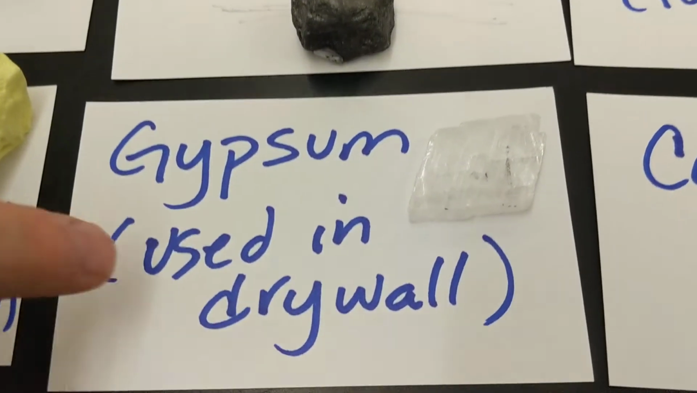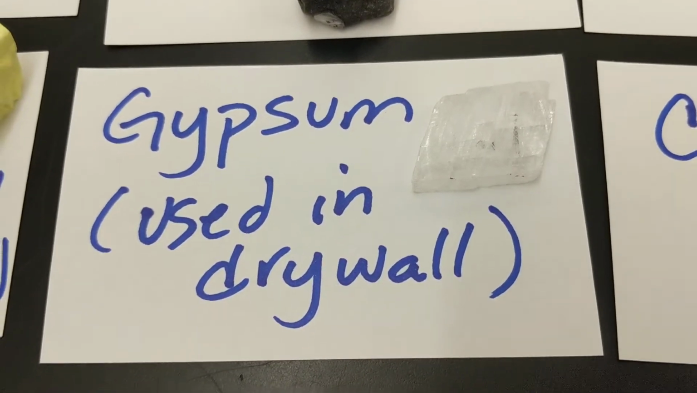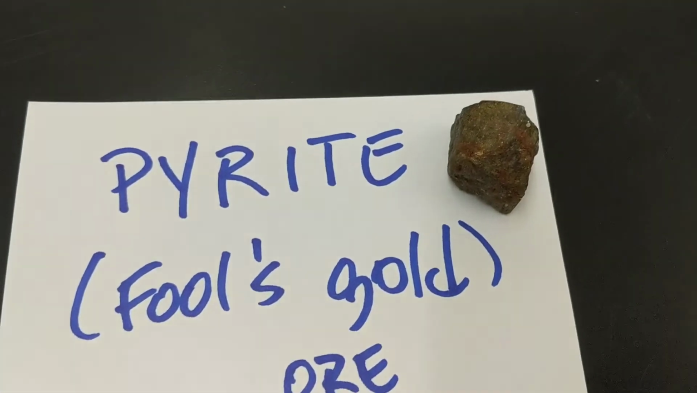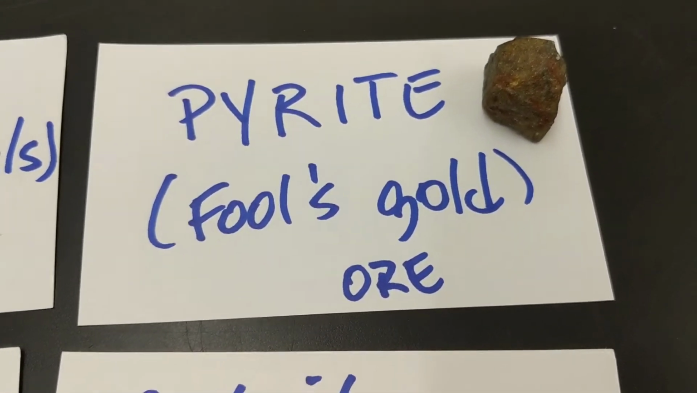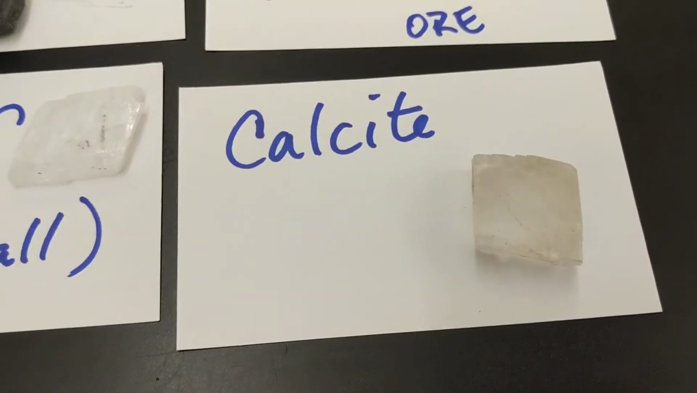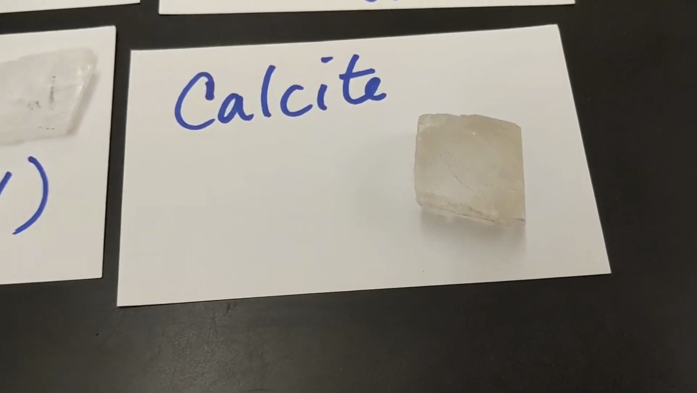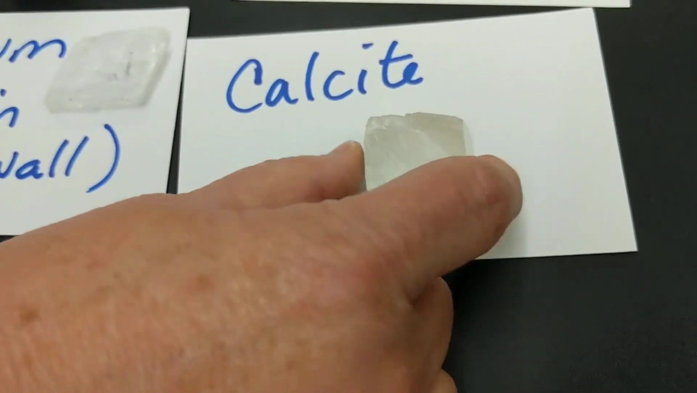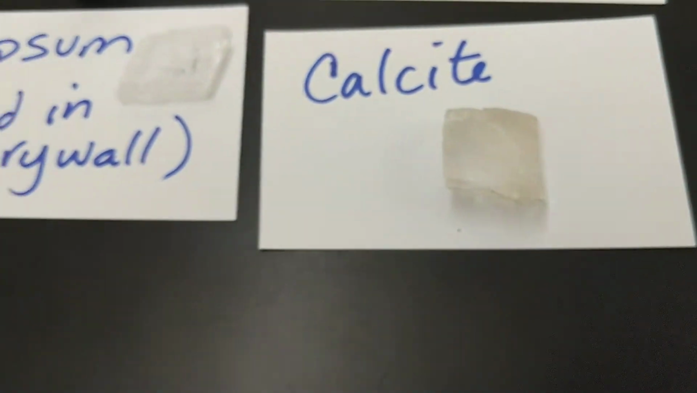Gypsum, used in drywall. And we have pyrite. It looks like gold, but its streak is different. Pyrite is fool's gold. And we have calcite. Those are some important minerals you need to know. How do we know this is calcite? Well, if we drop some hydrochloric acid on it, it is going to chemically weather.